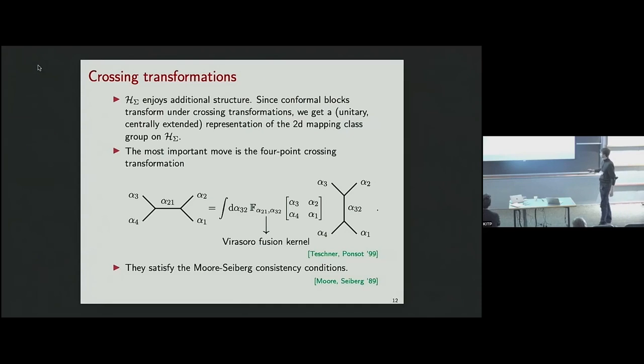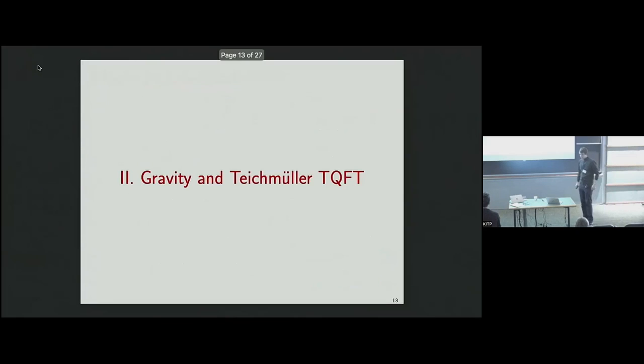In particular, they also claim to satisfy the Moore-Seiberg consistency conditions of rational conformal field theory. Even though this is not a rational conformal field theory because everything is continuous, there are still these consistency conditions. They're called the pentagon identity, hexagon identity, and these sort of things. And these Virasoro fusion kernels satisfy this, which basically means that this is a consistent representation of the 2D mapping class group. Okay, so this is what you get if you just quantize 3D gravity on the nose, basically. And as I said, this was all known in the literature.